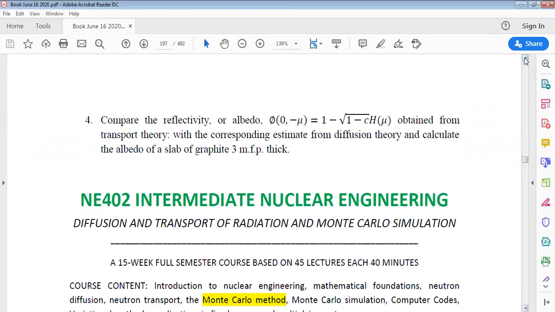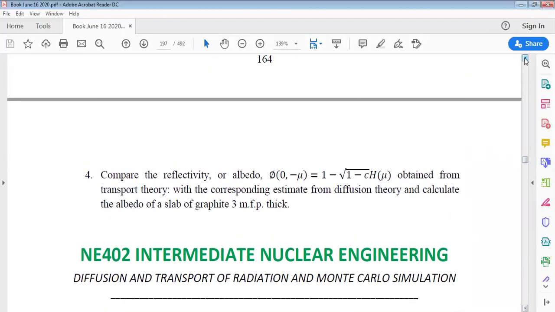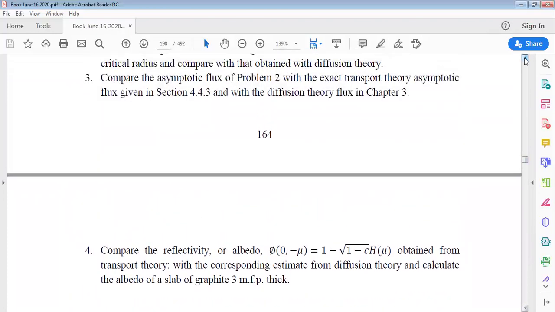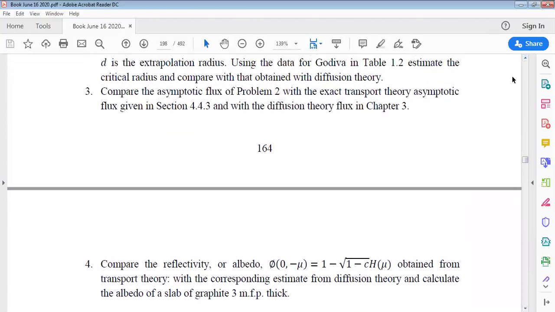Okay, so this is essentially it, and I'll stop over here. So these were the 3 lectures on transport theory.